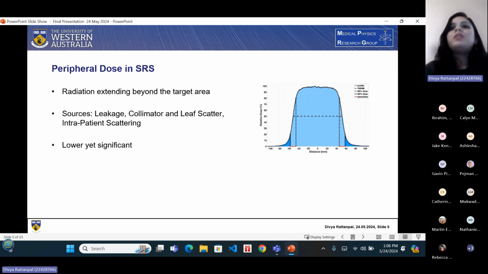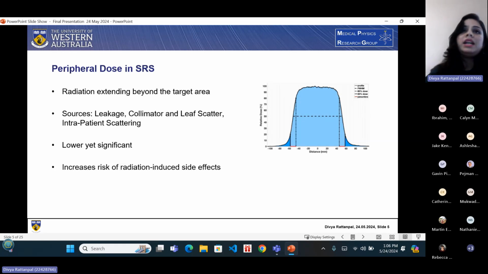Although the peripheral doses are low, they are still significant and need to be considered for complex stereotactic radiosurgery where multiple targets are adjacent to each other, as they can contribute dose to the targets. They need to be considered for complex radiosurgery as they can increase the risk of radiation-induced side effects, and in extreme cases, the risk of secondary cancer induction.